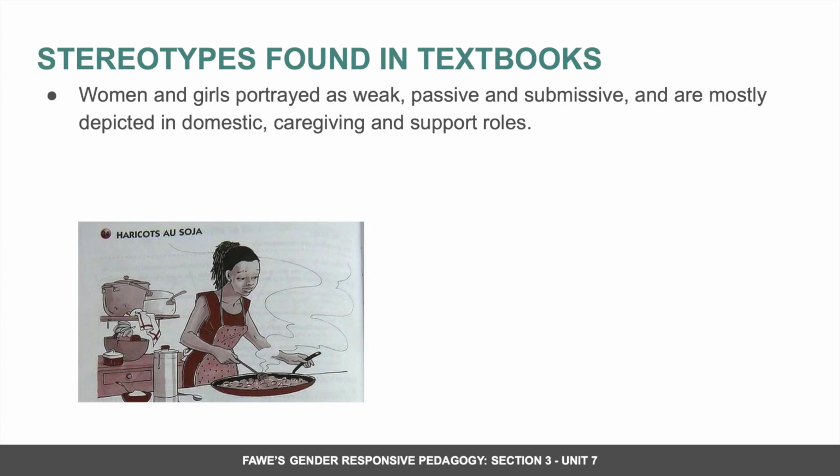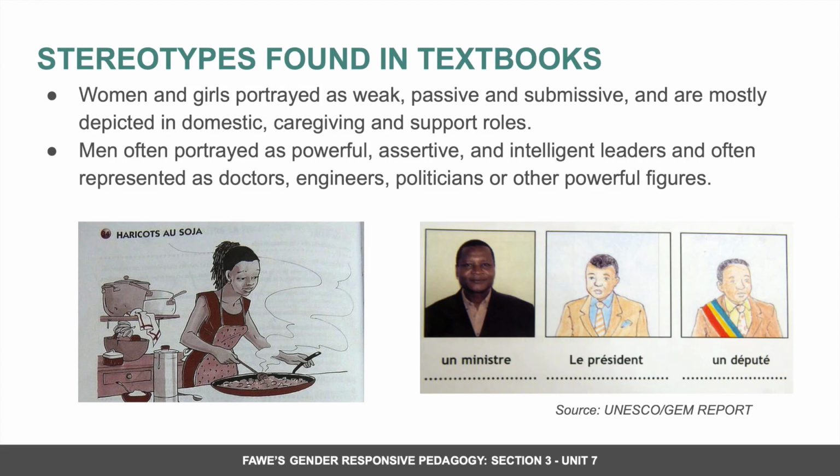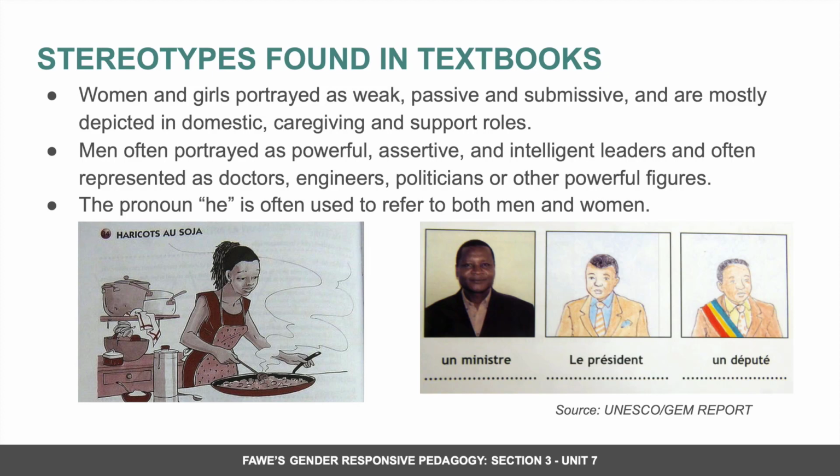Women and girls are portrayed as weak, passive, and submissive, and they're mostly depicted in domestic, caregiving, and support roles. Men are often portrayed as powerful, assertive, and intelligent, and often represented as doctors, engineers, politicians, or other powerful figures. Additionally, the pronoun he is often used to refer to both men and women.